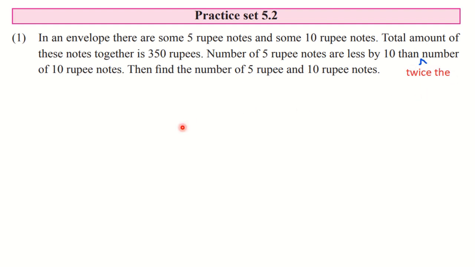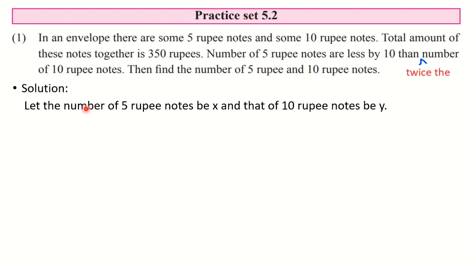Now let us solve it. Here, as I have said, you have to find the number of 5 rupee notes and 10 rupee notes. So you are going to assign one variable for the number of 5 rupee notes and a second variable for the number of 10 rupee notes. That will be your first statement: let the number of 5 rupee notes be x and that of 10 rupee notes be y.